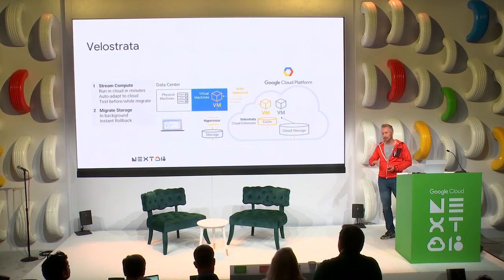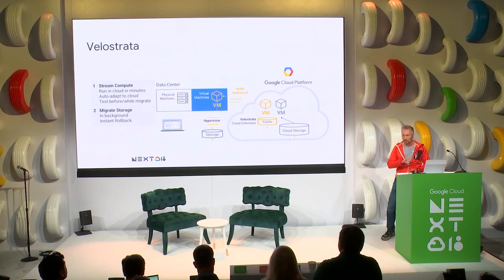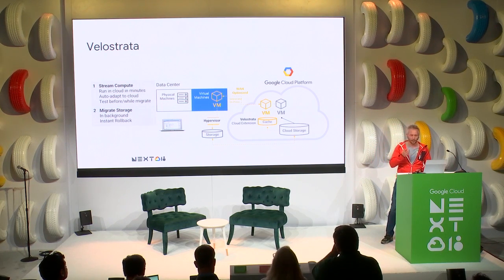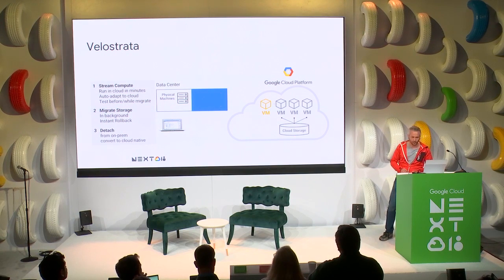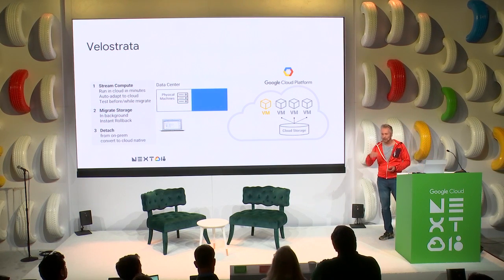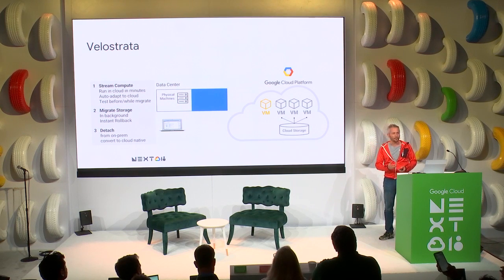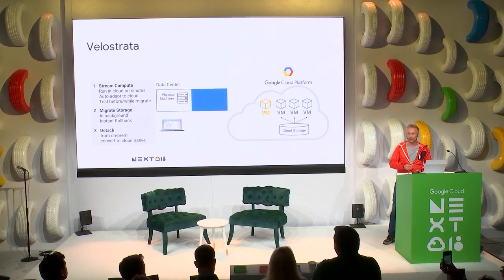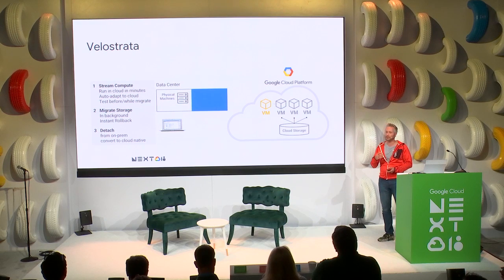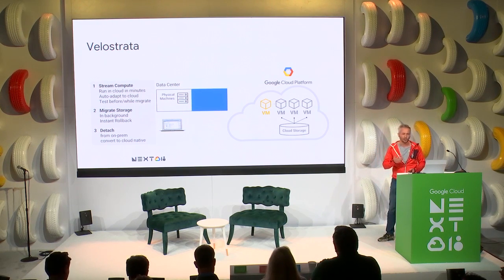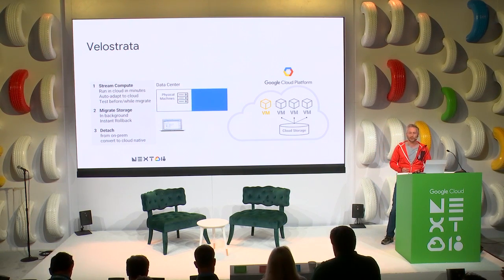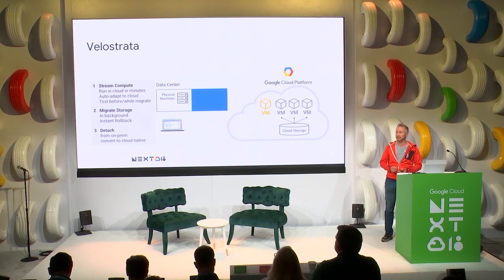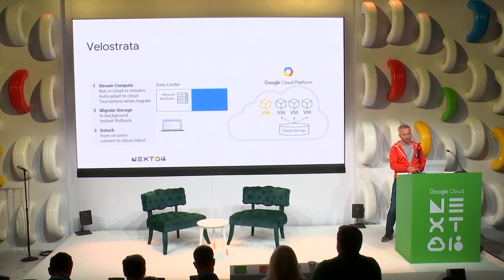Meanwhile, transparently, the rest of the data is migrated to the cloud. And finally, once the synchronization is done, you can do the switch over to the VM in GCP and still keep the backup that you have on-premise. VeloStrata uses some specific optimization technologies like multi-tier caching, deduplication, asynchronous write-back, and network optimizations to speed up this process.